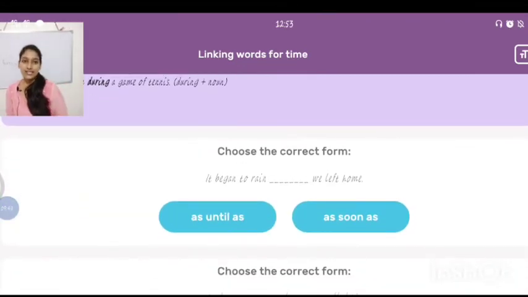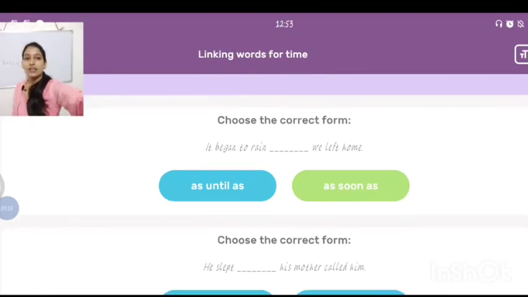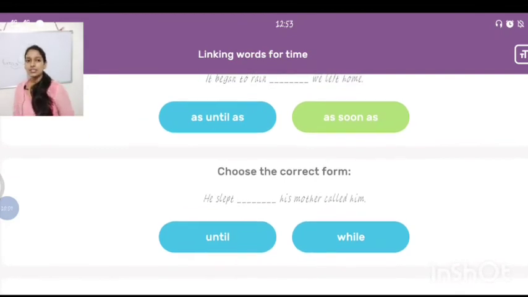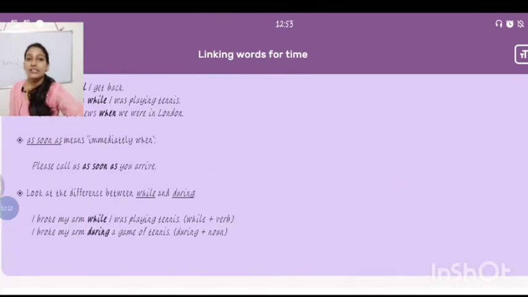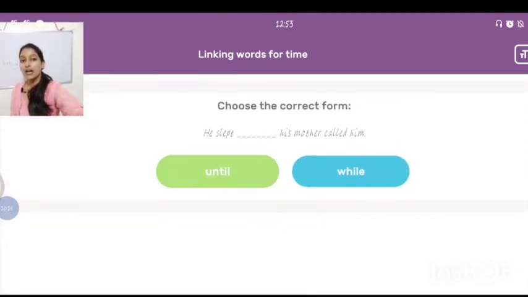Choose the correct form. It began to rain as soon as we left home. जैसे ही हम घर से निकले बारिश शुरू हो गई. He slept while his mother called him. While के साथ क्या लगेगा? Yes, अभी आपने देखा कि while के साथ ing form of the verb लगा है तो यहाँ पे until we will go with.